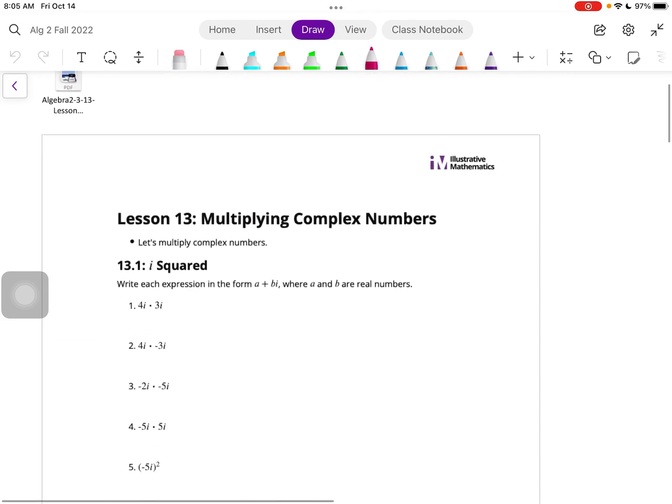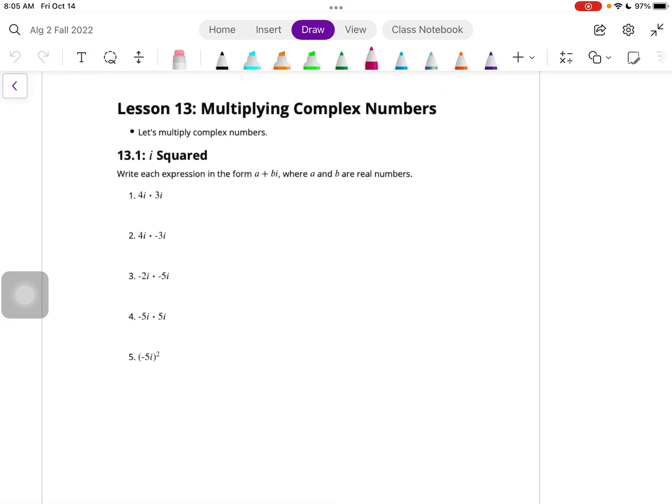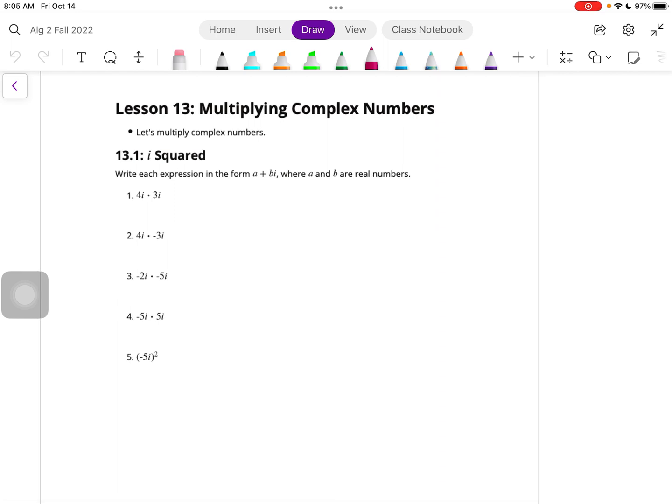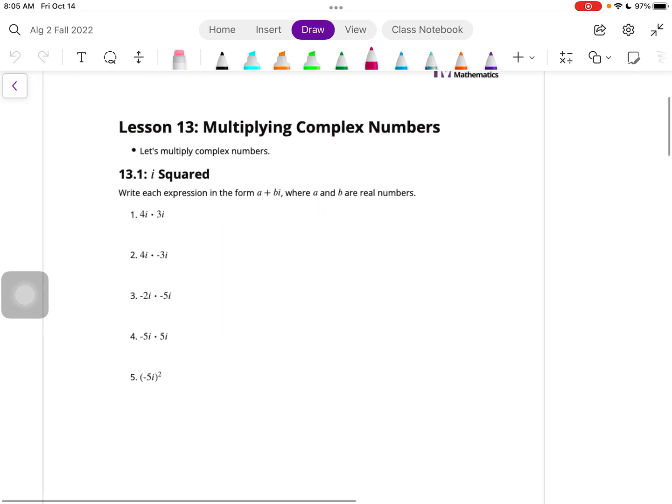All right, let's take a look at lesson 13, multiplying complex numbers. In the first part, 13.1, we're looking at what it means for i to be squared. We're going to write each expression in the form a plus bi, where a and b are real numbers, and this is a complex number.